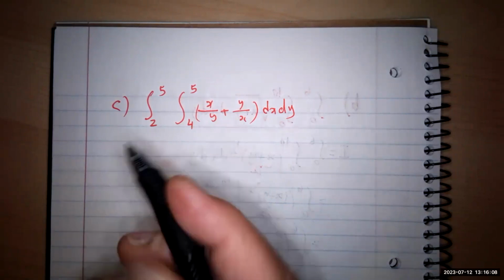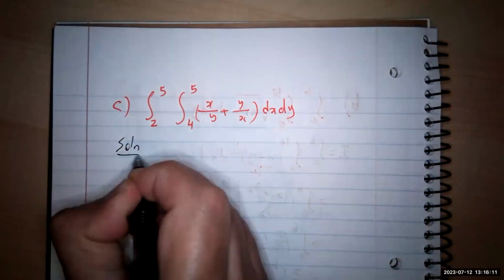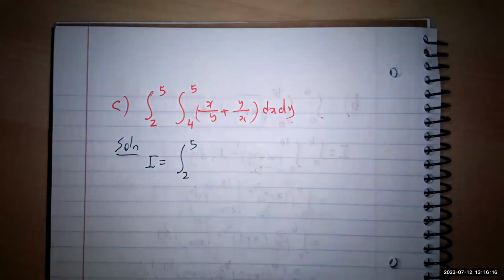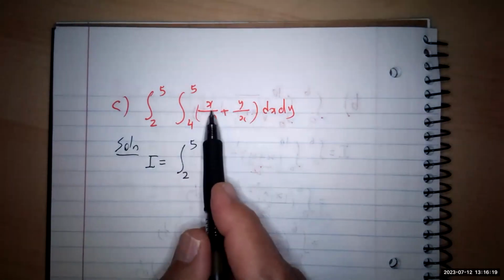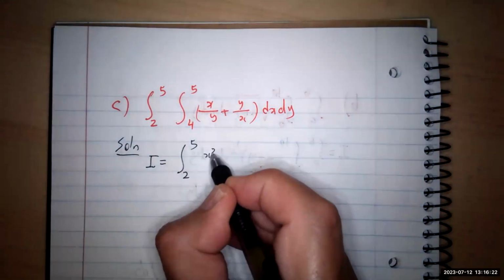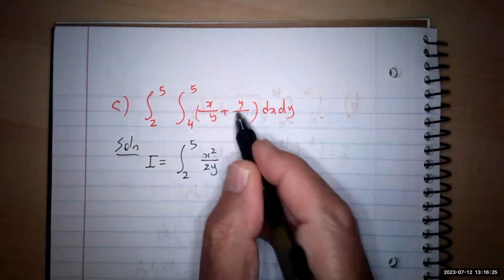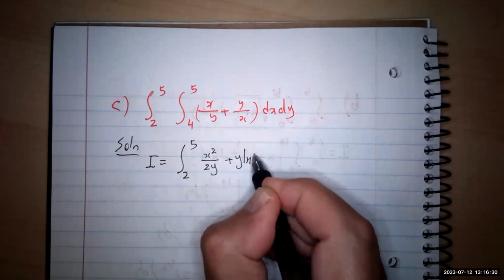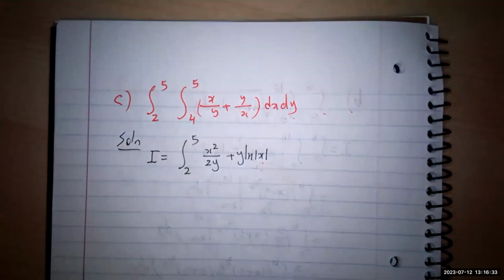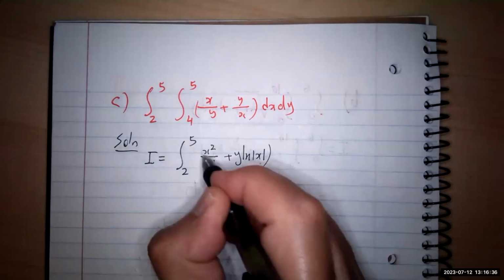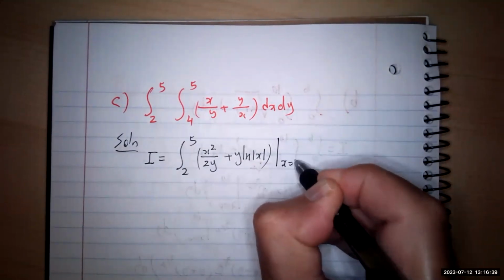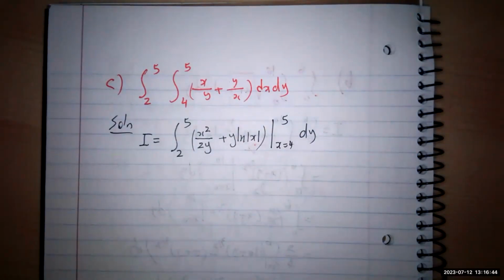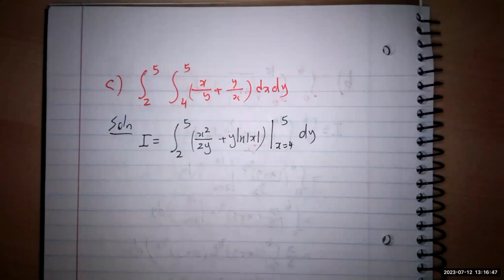So the first part of the integration, I'm going to call it I, is going to be, you keep the outside 2 to the 5th. We integrate with respect to x. As we talked about, this would be x squared over 2, which is x squared over 2y. And the integral of 1 over x would be ln x, but you have the y, so y ln of the absolute value of x. And x goes from 4 to 5, and when we're done, we get the dy. Any question? So again, be careful about this.